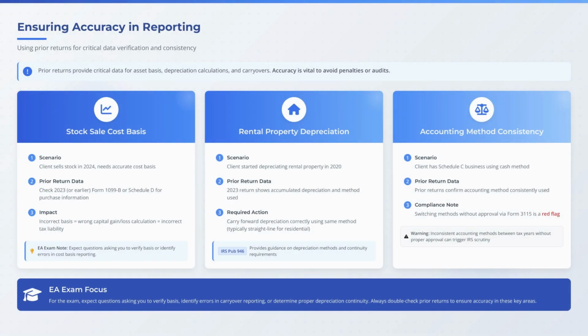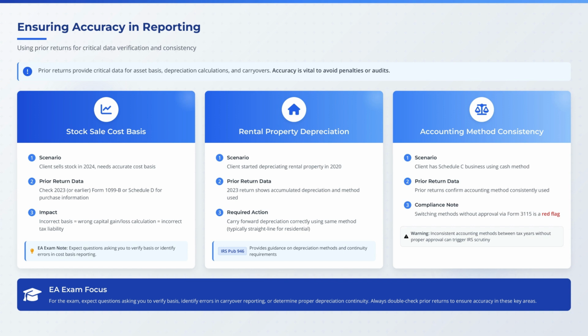Ensuring accuracy in reporting. Next, let's focus on accuracy. Prior returns provide critical data to ensure correct reporting in the current year, especially for items like asset bases, depreciation, and carryovers. Accuracy is vital to avoid penalties or audits. For instance, when a client sells a stock in 2024, you need the cost basis, which might be reported on a 2023 or earlier Form 1099-B or Schedule D. If the basis is incorrect, the capital gain or loss will be wrong, affecting the tax liability.